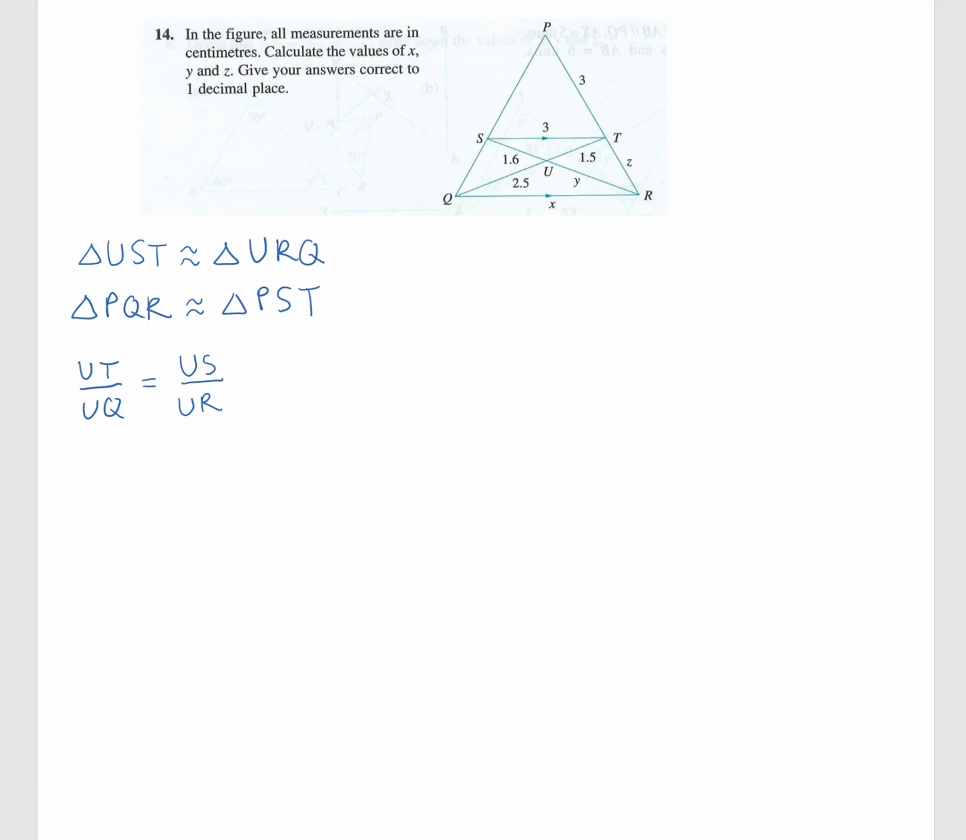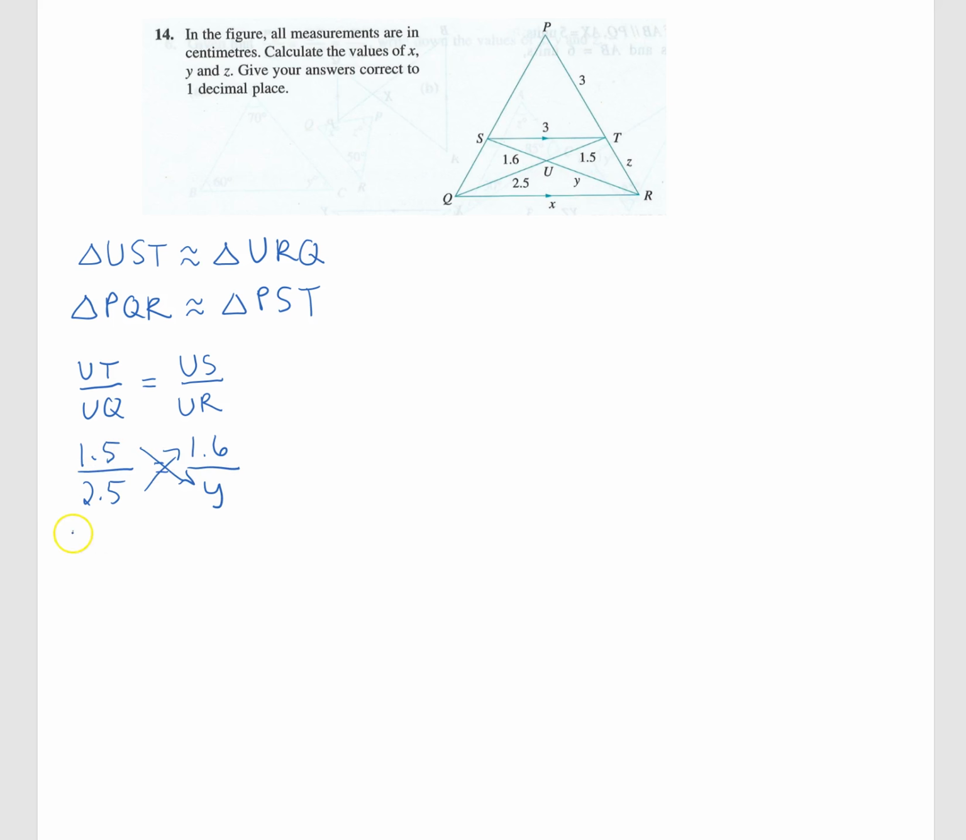And so now we can plug in what we know about these sides. We know that UT is 1.5 and UQ is 2.5. US is 1.6 and UR is Y, and that's what we're trying to find. So now we can solve for Y. I'm going to do that by just cross multiplying here.